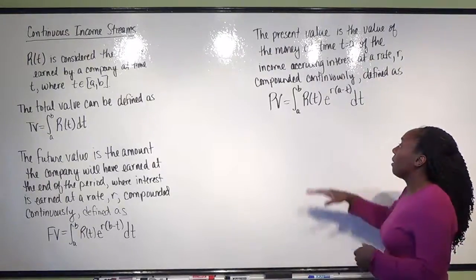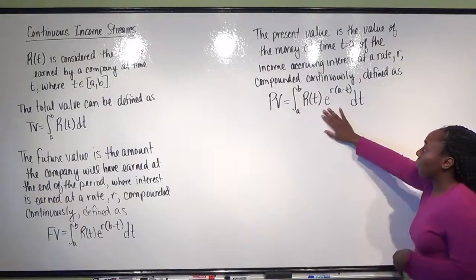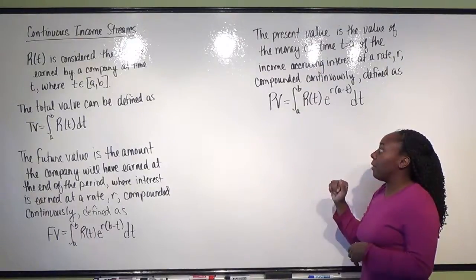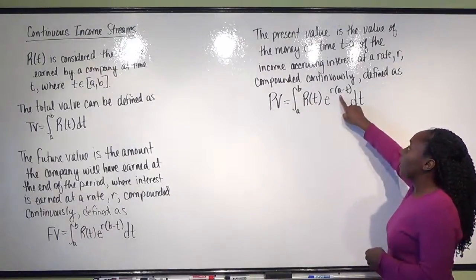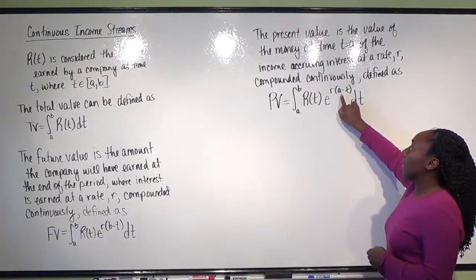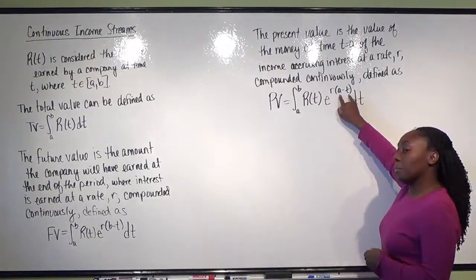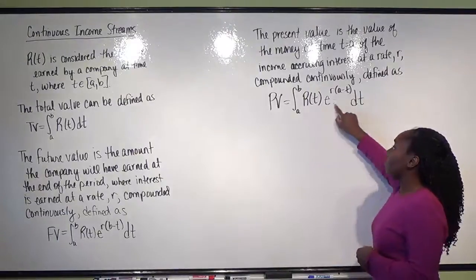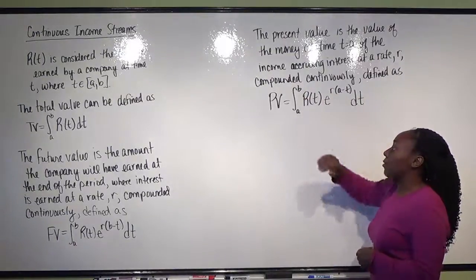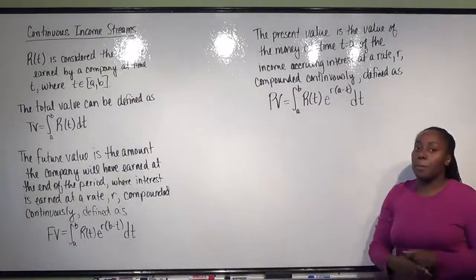So my R(t), and notice this formula looks very similar to the future value. The main difference is when I look at my interest rate, I'm now looking at the difference between the initial and my point in time. Okay? So taking this over my interval is going to give me my present value.